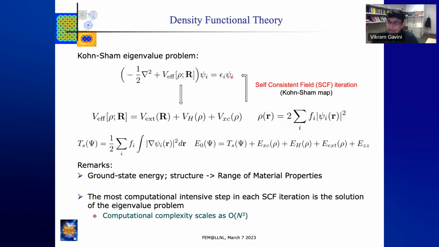There have been approaches where people have exploited near-sighted principles and also developed linear scaling approaches, but they're typically restricted to a class of material systems, such as insulating material systems. But if you're looking for a generic method that applies without any material system restriction, the computational complexity still scales cubically with system size. But this is still better than the exponential complexity of solving the full Schrodinger equation.